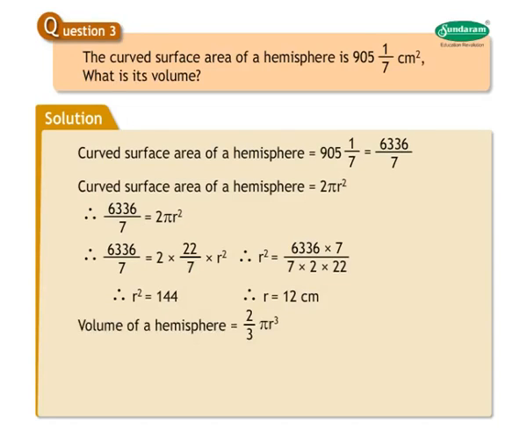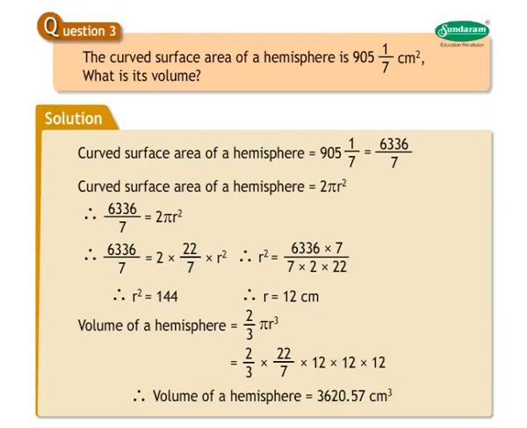Volume of hemisphere is 2 upon 3 into pi r cube. By substituting the value, we get 2 upon 3 into 22 upon 7 into 12 into 12 into 12. Therefore, volume of hemisphere is equal to 3620.57 cubic centimeter.